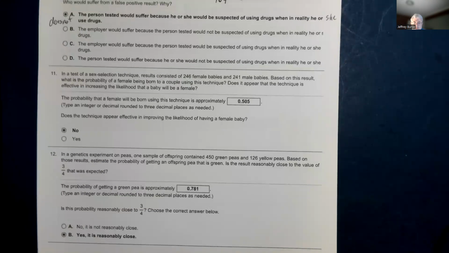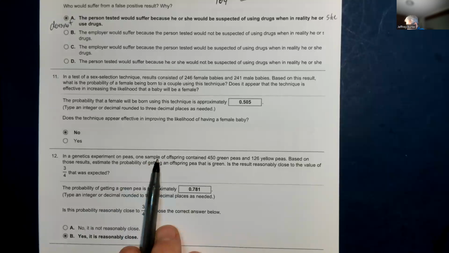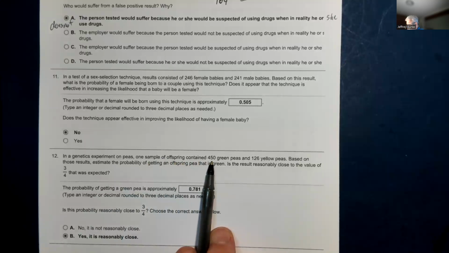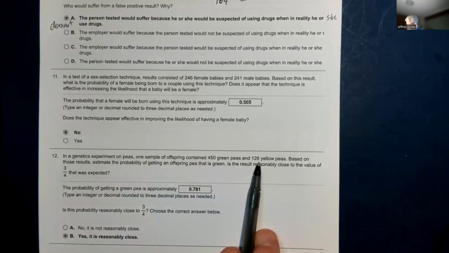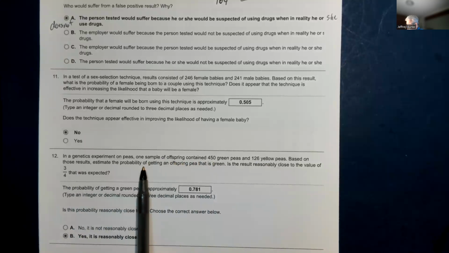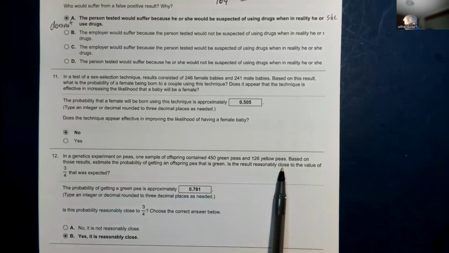So it says here, in a genetics experiment of peas, one sample of offspring contains 450 green peas and 126 yellow peas. Based on those results, estimate the probability of getting an offspring pea that is green. Is this result reasonably close to the value of 3/4? The answers you're going to get in your homework are going to be different because the questions are going to be slightly different. So I'm going to show you how we determine if something is reasonably close or not reasonably close.